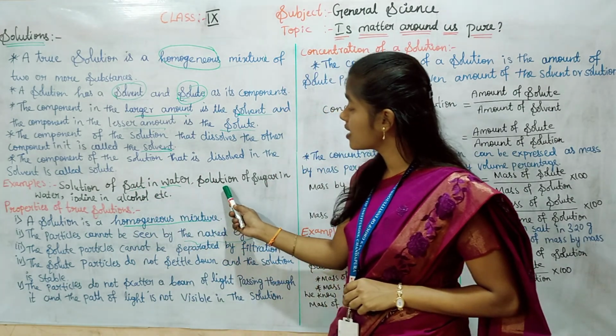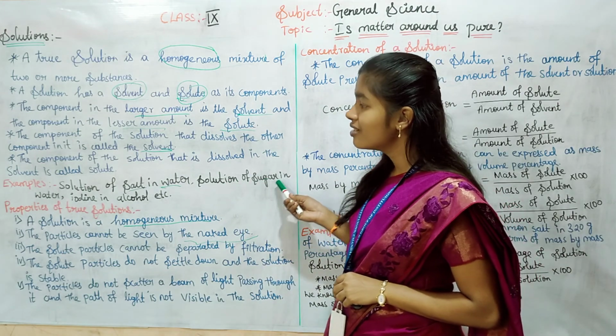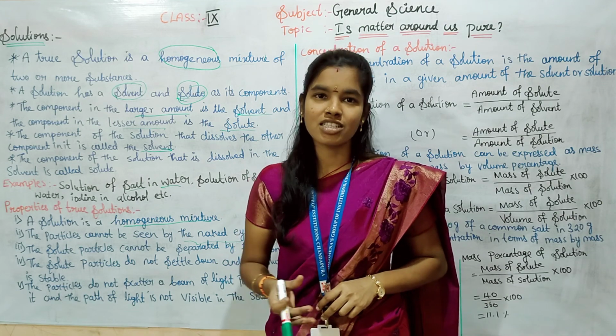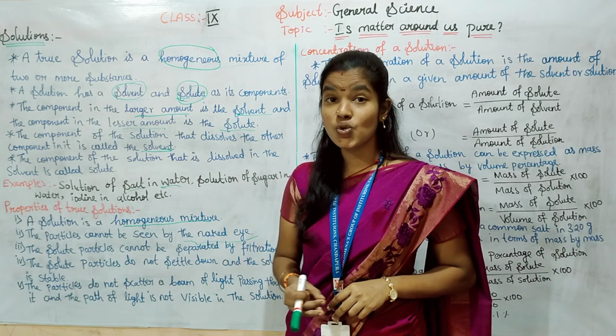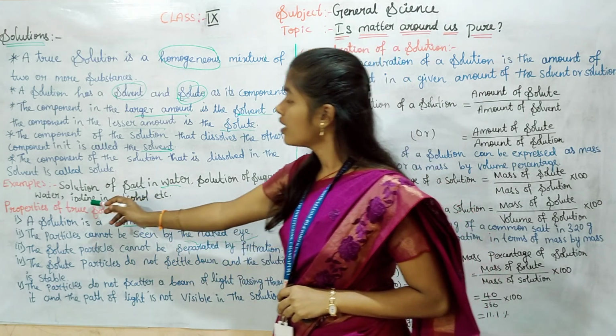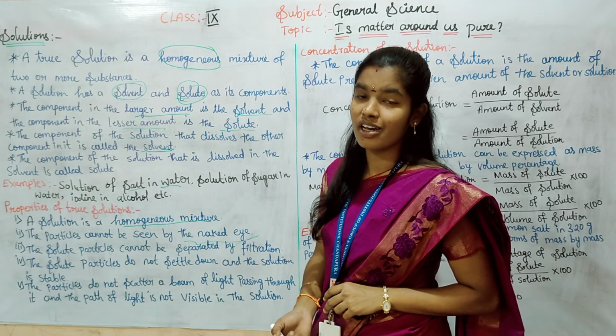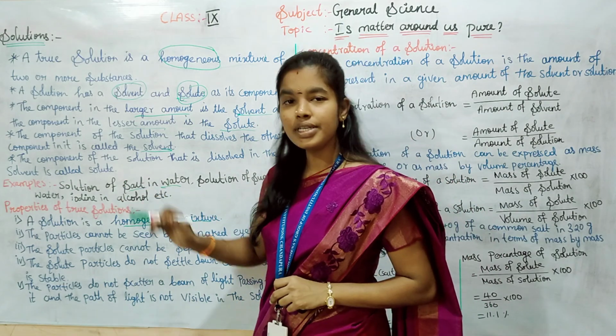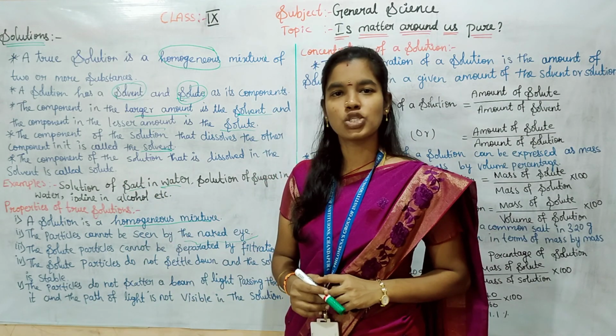The next example is a solution of sugar in water. In that also water is in the larger amount, so water is the solvent, and sugar is in the lesser amount, so sugar is the solute. And iodine in alcohol, usually called tincture. In iodine in alcohol, iodine is the solute and alcohol is the solvent.